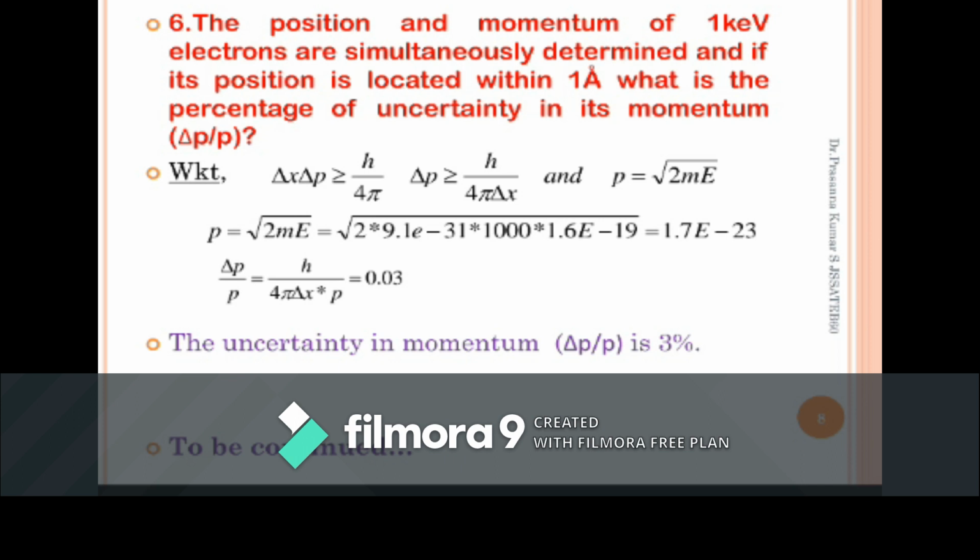The electrons are simultaneously measured. If the position is located within 1 angstrom, that is delta x is 1 angstrom. So the formula is delta x delta p greater than or equal to h by 4 pi. Therefore, delta p is greater than or equal to h by 4 pi into delta x. Substitute delta x here, this 1 angstrom. So what you get is delta p. Got it?